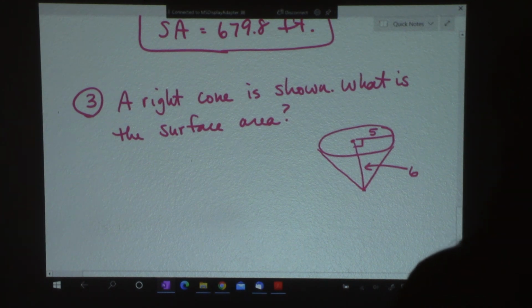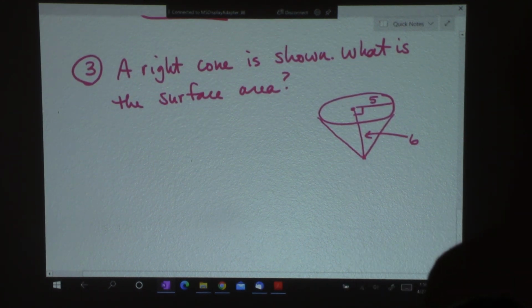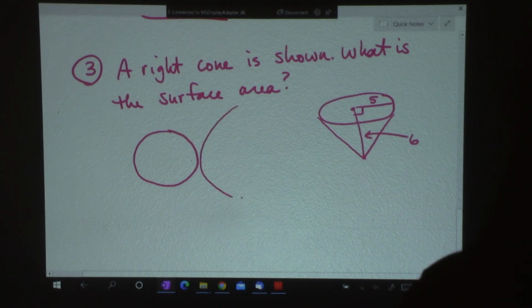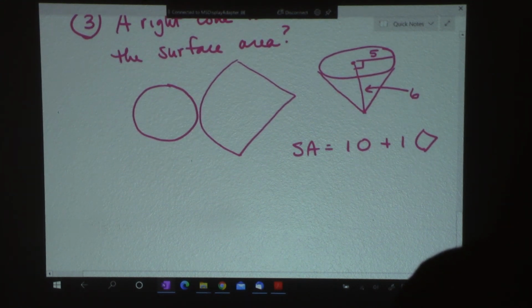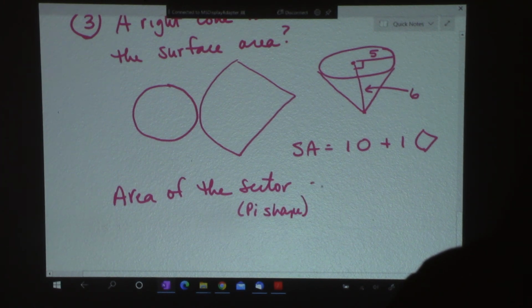Okay, so if you actually cut out the net of the cone shape, it should look like this. You have a circle like this, and it's attached to a pie shape. So for a surface area, your plan is going to be 1 circle plus 1 pie shape. So we have to figure that out. Now, the area of the sector, the pie shape, has a formula, and that is pi r L.